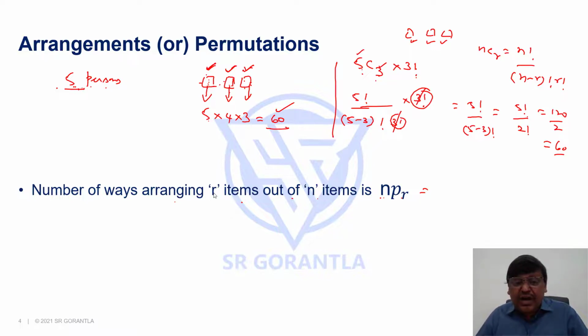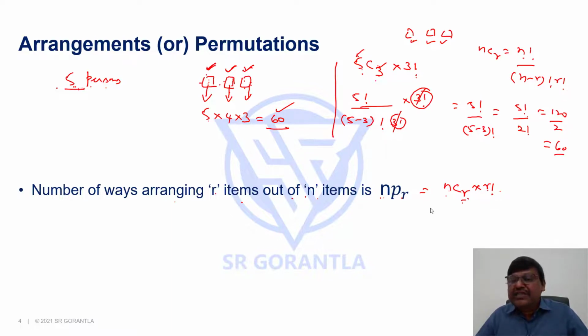To arrange r items out of n items means, first I have to select them in nCr ways, like I selected in 5C3 ways. Then those r people who are selected, or r items that have been selected, can be arranged in r factorial ways. It is nCr into r factorial.